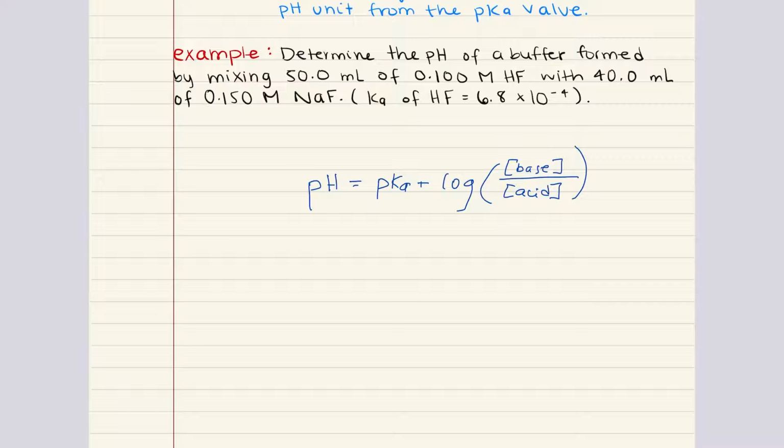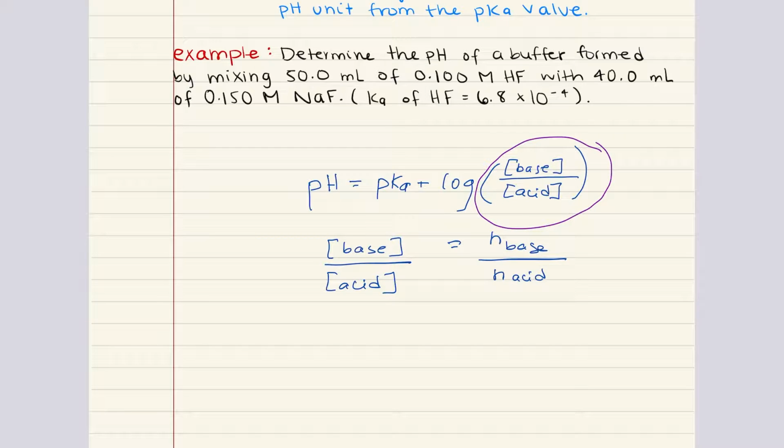Therefore, we can't use these values, 0.1 molar hydrofluoric acid or 0.15 molar sodium fluoride, in this equation. But one advantage of the Henderson-Hasselbalch equation is that it allows us to express the amount of weak base and weak acid in terms of either concentration, moles, or millimoles. We talked about this earlier, and we're going to be taking advantage of this to figure out what to plug into this part of our equation.